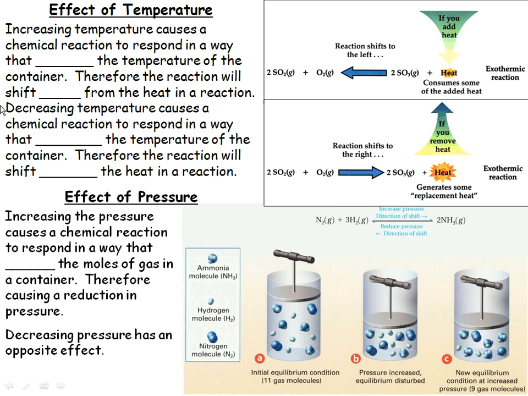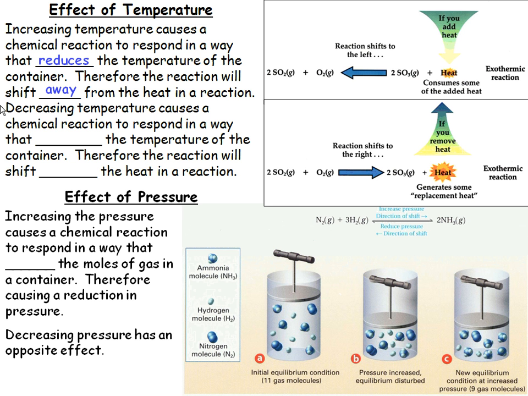Now remember, according to Le Chatelier's principle, the reaction is always going to try to do the opposite of whatever it is you're doing. So if you try to increase the temperature, it'll cause the reaction to respond in a way that is going to shift away from it. So increasing the temperature will cause the reaction to respond in a way that reduces the temperature of the container. Therefore, the reaction is going to shift away from wherever the heat term is in the reaction.